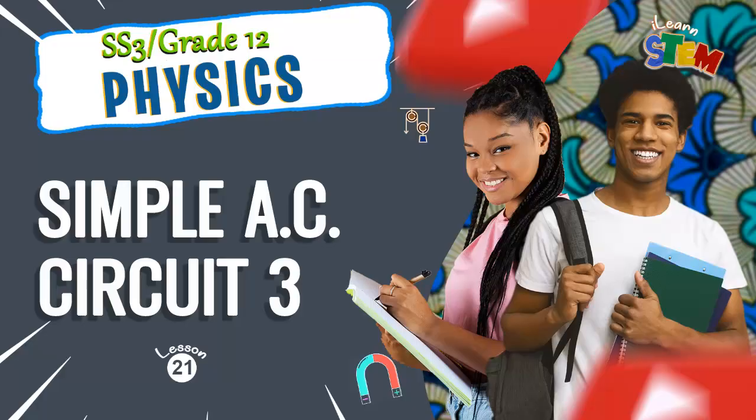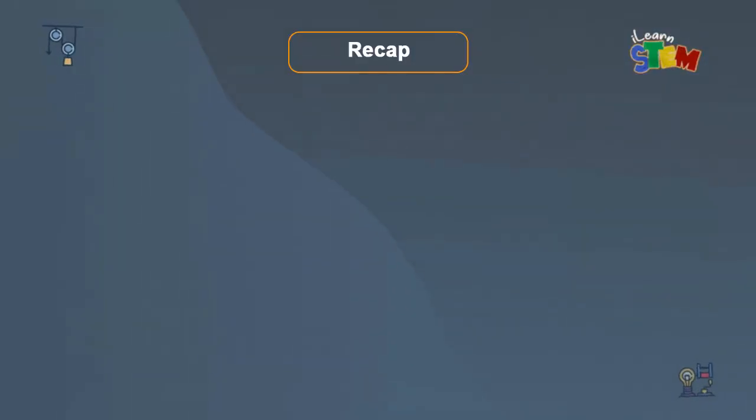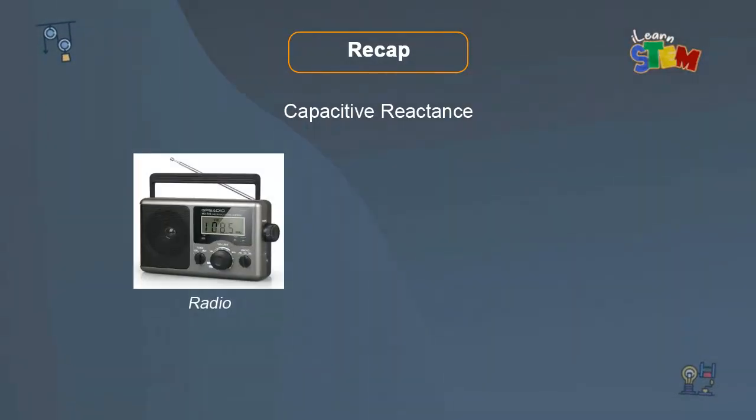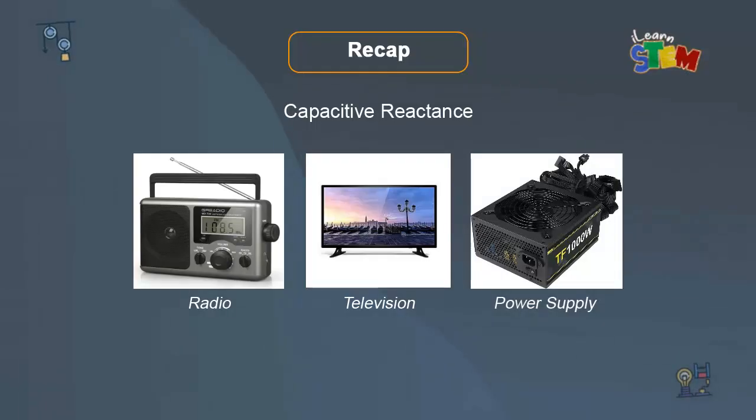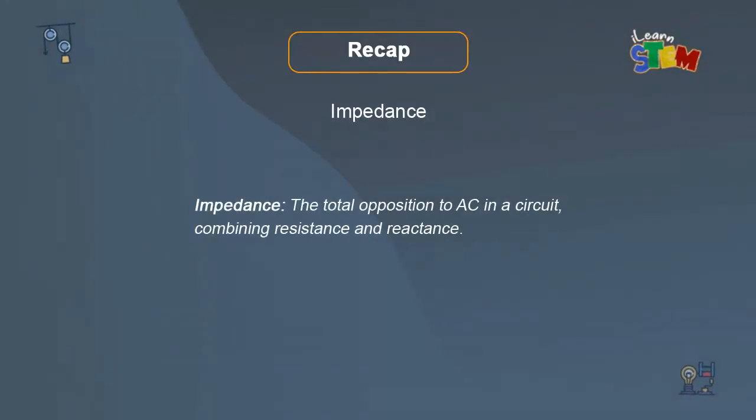Today, we'll be exploring simple AC circuits, part 3. But before we begin, let's quickly review what we covered in our previous lesson. In our last class, we learned that capacitive reactance is the opposition a capacitor gives to alternating current, as seen in devices like radios, televisions, and power supplies, while impedance is the total opposition to AC in a circuit, combining both resistance and reactance.